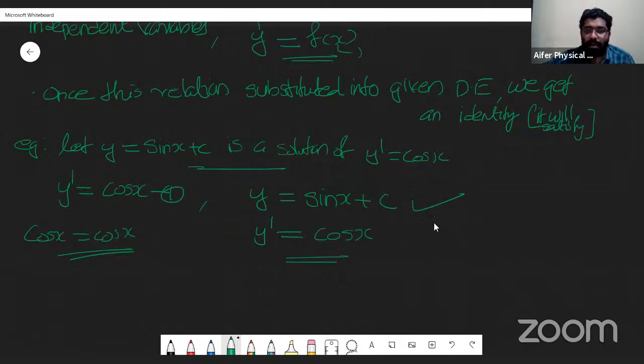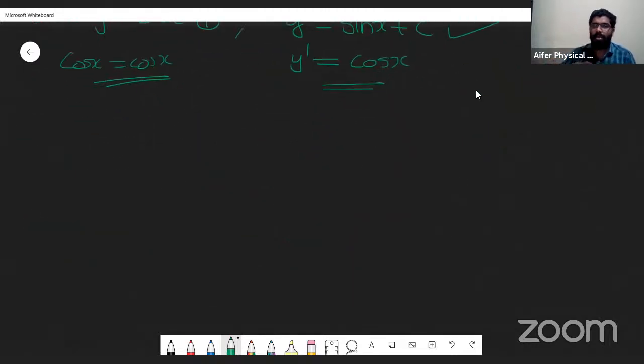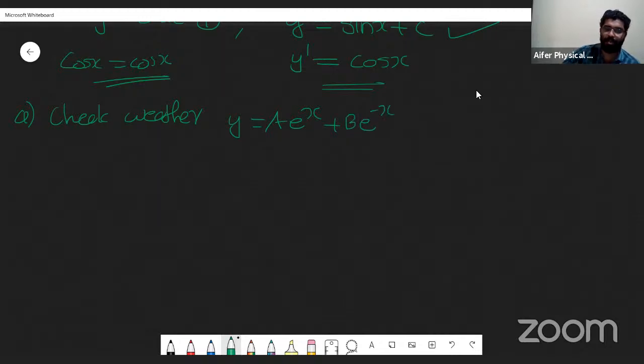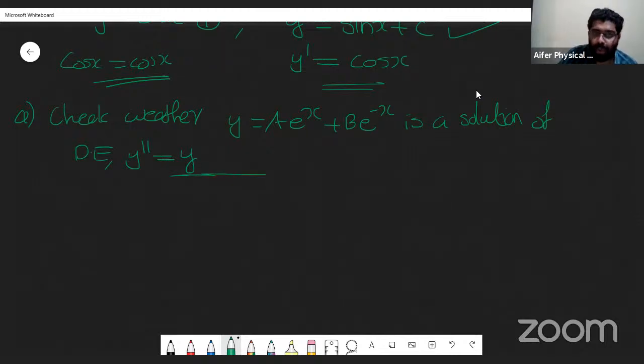Which means this is the solution of the given differential equation. Okay, so we can have a question here. Question: check whether y equal to a e raised to x plus b e raised to minus x is a solution of the differential equation y double prime equal to y. So we have to check whether it is a solution of this differential equation or not.